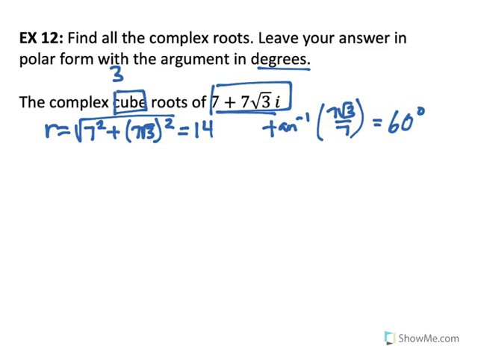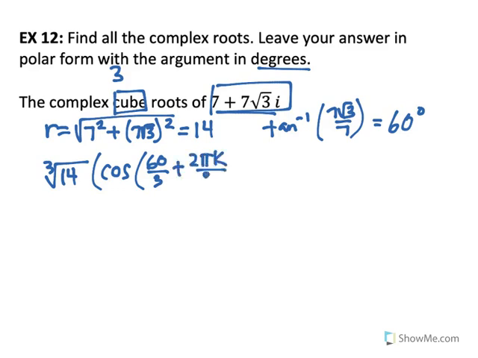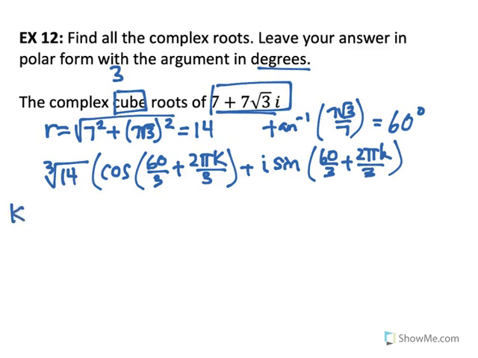So, because it's asking to find the cube root, we're going to take the cube root of r. So that's the cube root of 14 times cosine of, and I'm just following that formula, my angle, which was 60 degrees over 3, plus 2 pi k over 3, and then this is the same for your sine. So we have 60 over 3 plus 2 pi k over 3. And then because we are finding 3 roots, because it said find the cube roots, we need to find when k is equal to 0, 1, and 2.